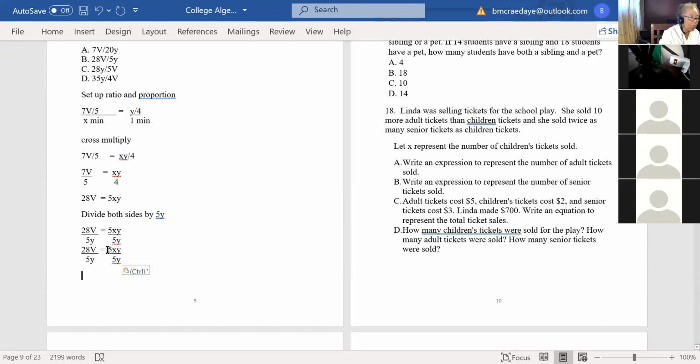And so 5y over 5y is just 1. So I'm just left with x. And x is the number of minutes to fill 1/5 of that pool. Okay. So 28v over 5y, and what answer is that? B, as in boy. Okay, so your answer is B.